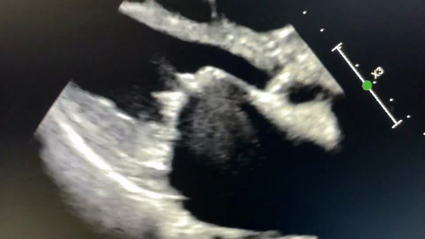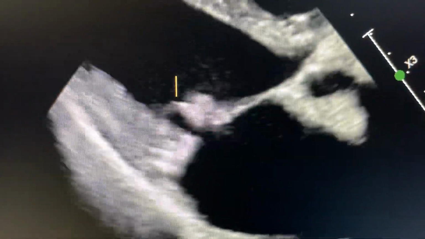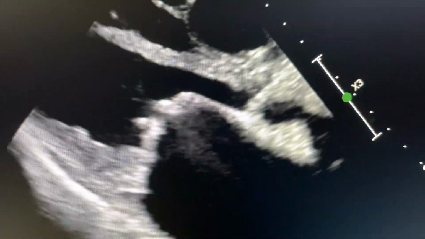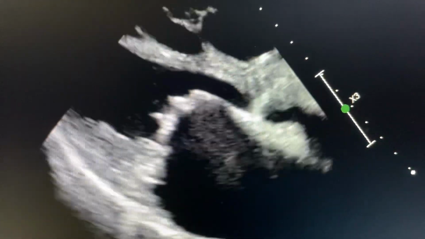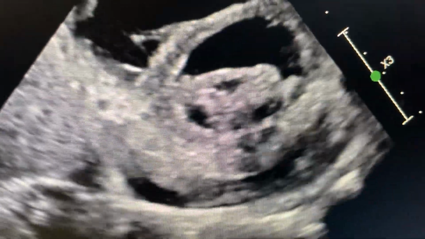You can see how the tip is involved. Tip is more involved compared to this base portion. Again you see the mitral valve opening is very less.